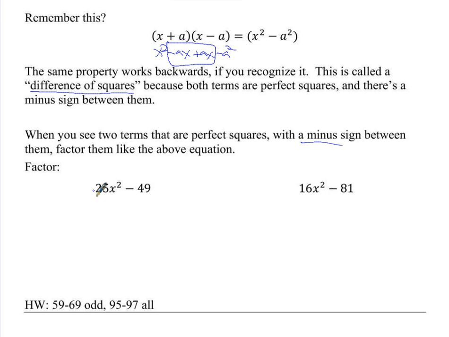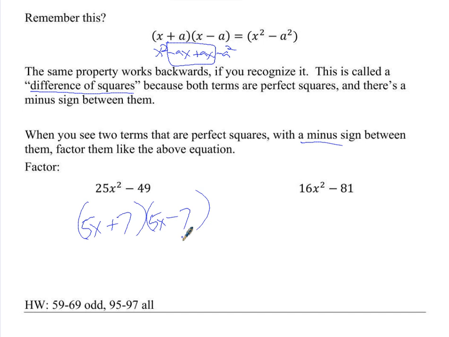So take a look. Is 25x squared a perfect square? Yeah, because 25 is a perfect square, and so is x squared. Therefore, the whole thing is a perfect square. Is 49 a perfect square? Yes. Are we subtracting those two perfect squares? Yes. And because we are, we can break this into this situation. So now we just take the square root of each of those terms and put them in the same spot down below. So the square root of 25x squared is 5x. The square root of 49 is 7. And I just repeat that over here. That's the answer.